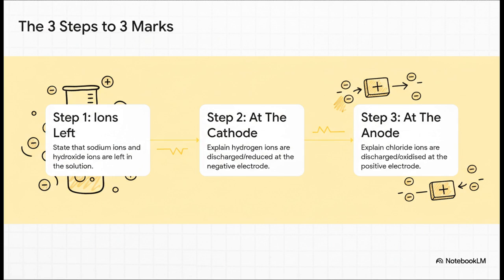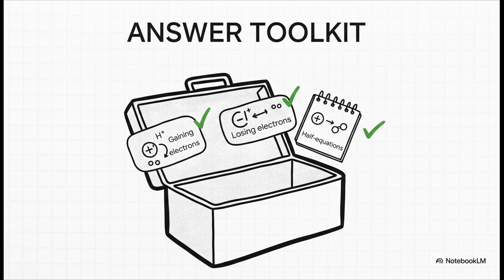And third, you explain what's going on at the positive electrode. And check this out. This is such a good bit of exam strategy to know. The mark scheme gives you options. For those second and third points, you don't have to use those specific fancy words like discharged or oxidized. You can still get the marks just by describing the electrons, saying that hydrogen ions gain electrons and chloride ions lose them. Or even better, if you're confident, you can just write out the correct half equations.